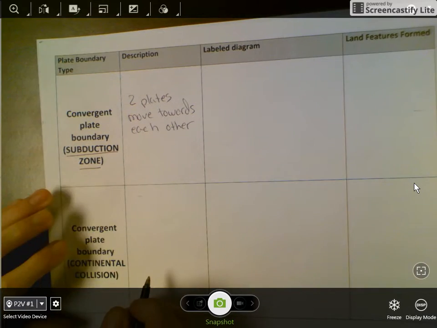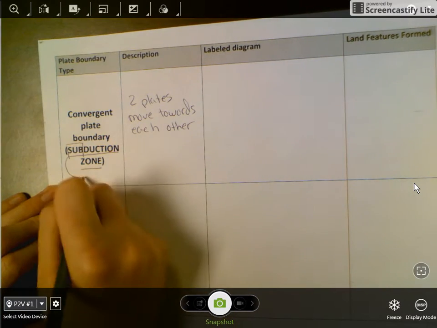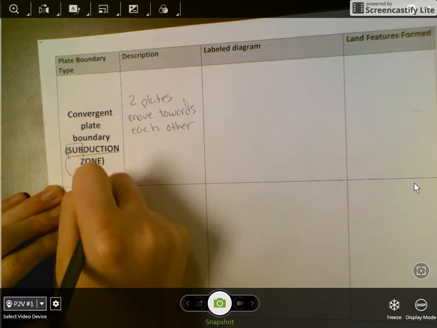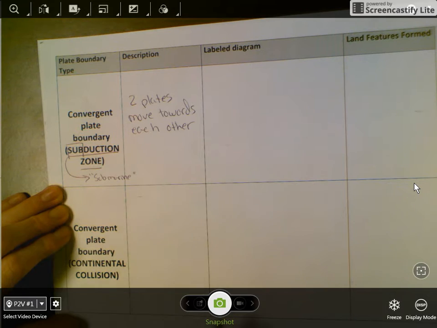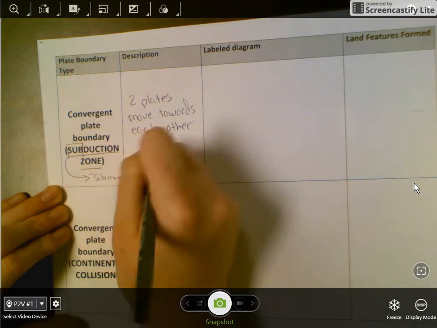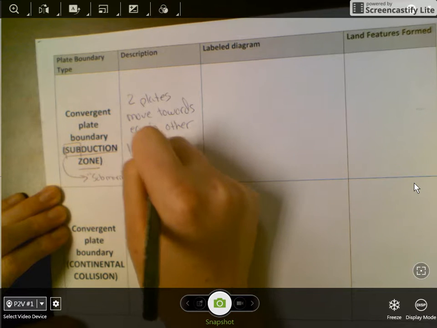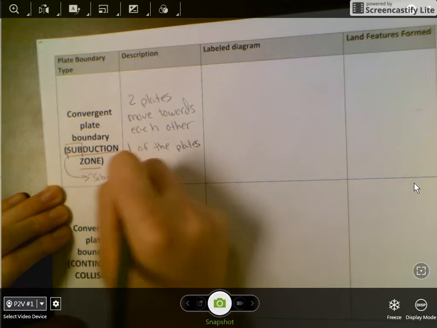Okay, and subduction zone convergent boundaries, if we look at this first part here, kind of makes me think of a submarine. And submarines like to go under the water. Okay, so I like to write that down next to me because subduction means that one of the plates moves underneath the other or slides underneath the other.